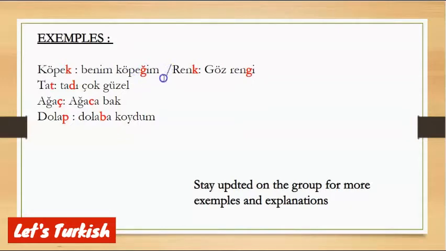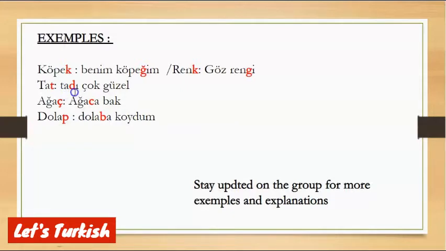Another example which turns to G letter is renk. Renk, which means color. Göz rengi. Eye color. Dog, my dog. Tat. Tat, which means taste. Tadı çok güzel. Here tat becomes tadı.